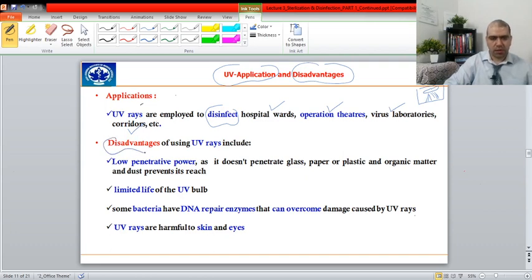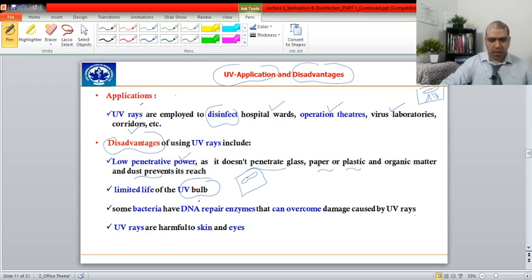Now, what are the disadvantages of the UV light? First of them is it has a low penetration power. It is static, which means it is not sterilizing anything, but it can disinfect. The reason is that it doesn't penetrate glass. It cannot penetrate paper, plastic, and any other organic material like dust, which prevents its reach. The UV bulb has a limited lifespan, so we have to replace the bulb when we are working in the biosafety cabinet, say around every 3 months.